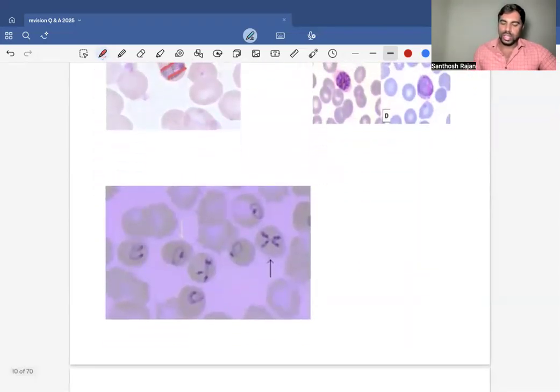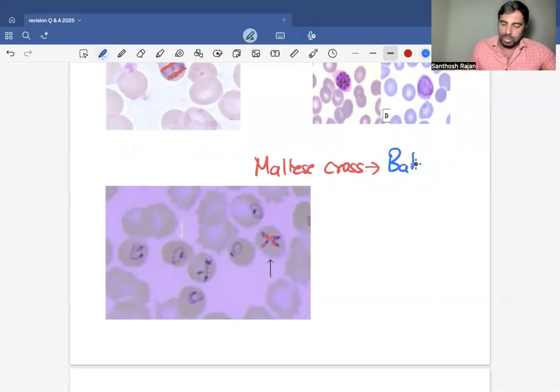This disease is again almost similar to malaria. The only thing is that you're seeing something like a cross. We call it a Maltese cross. So who is causing this? They have the same symptoms as malaria, only this is different. We call it babesiosis, which is transmitted by a hard tick. That is important. That's all.